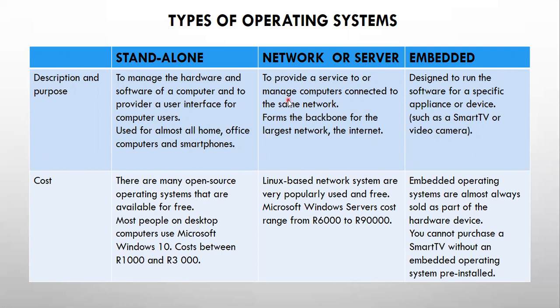Your network or server operating system is used to provide a service to or manage computers connected to the same network. Remember, it also forms a backbone for the largest network, the internet. Your embedded operating system is designed to run the software for a specific appliance or device. It's built or embedded in the device. Example, your smart TV has an embedded operating system, as well as your video camera.